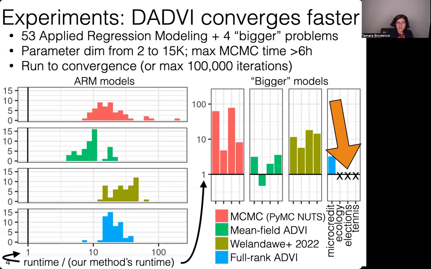Now you'll see there's these three X's in the case of full rank ADVI. Those are cases where we ran our entire compute budget and it still had not finished. Note that that implies that it is slower than MCMC in this case.